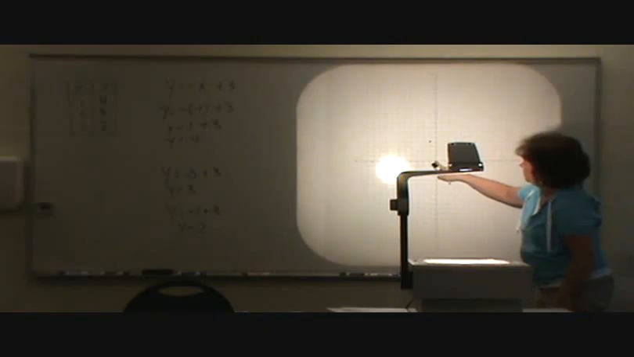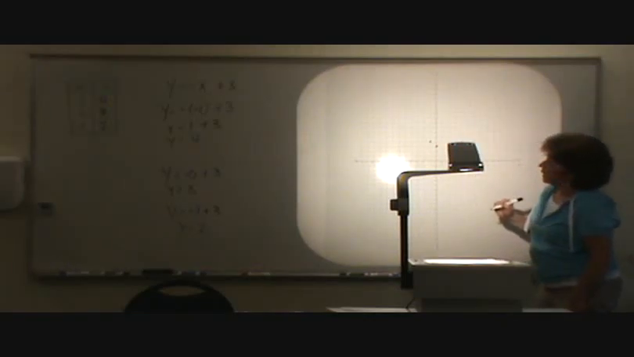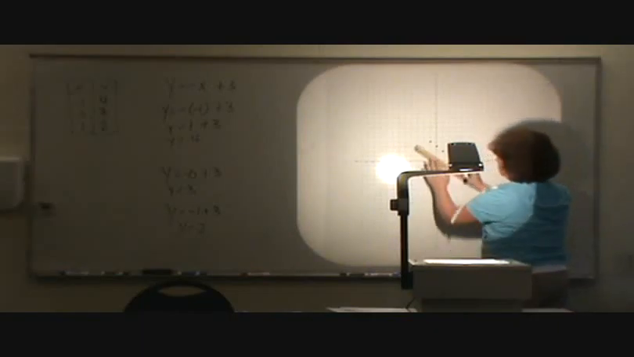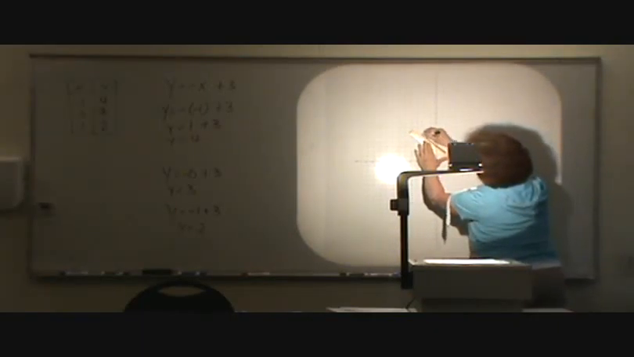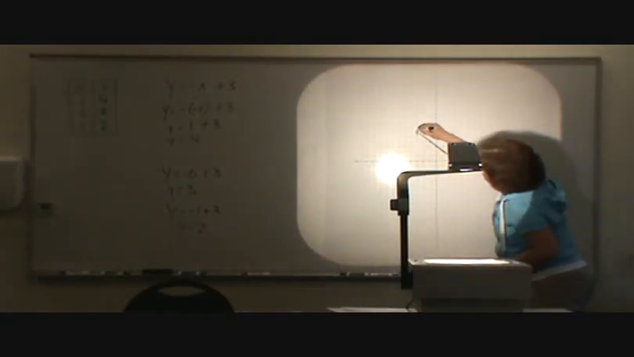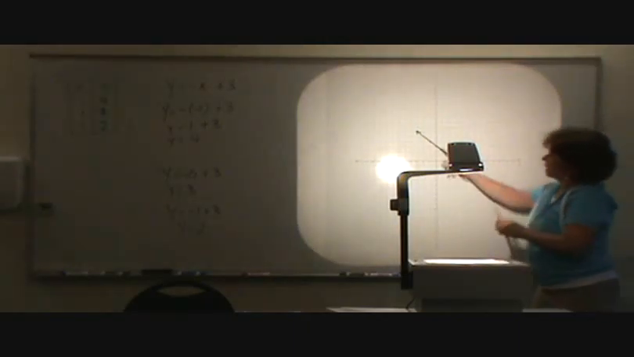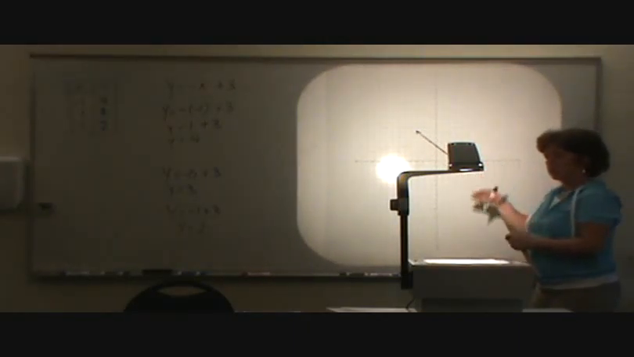X is 0, and Y is 3. X is 1, and Y is 2. And this time the graph goes down with what we call a negative slope, and we'll learn more about that later when we look at slopes and y-intercepts. This one starts high over here and goes down, so it's a negative slope.